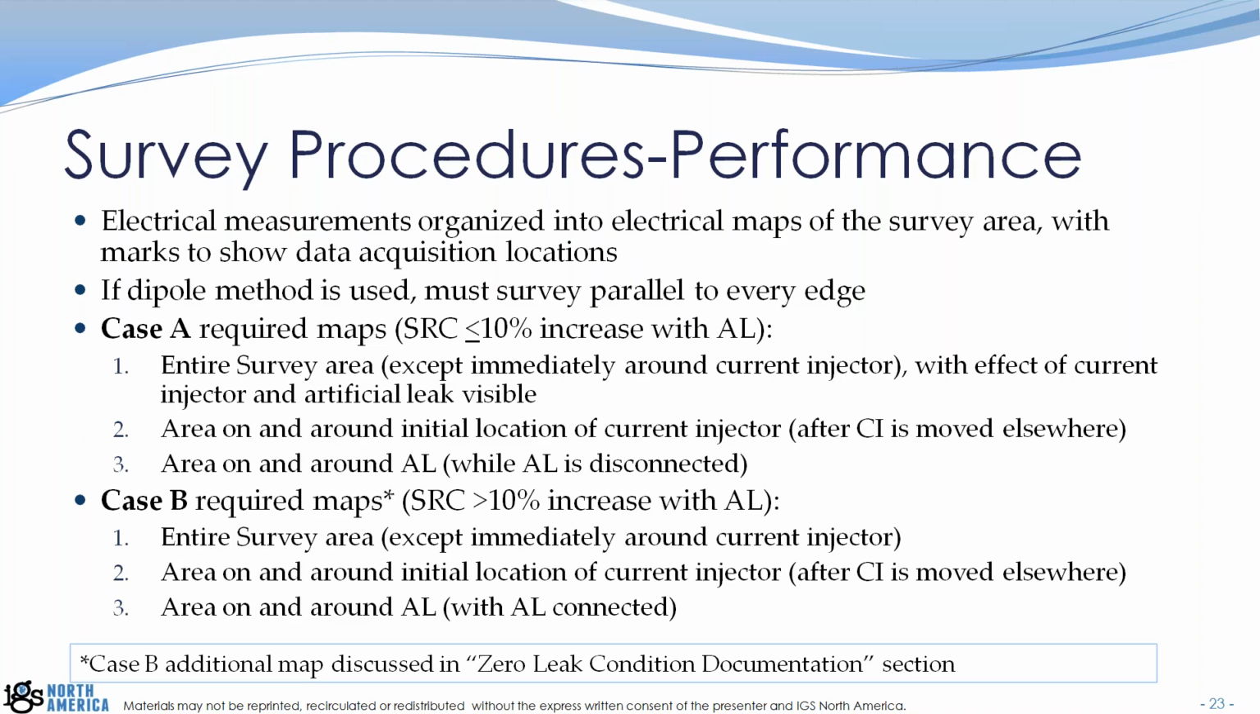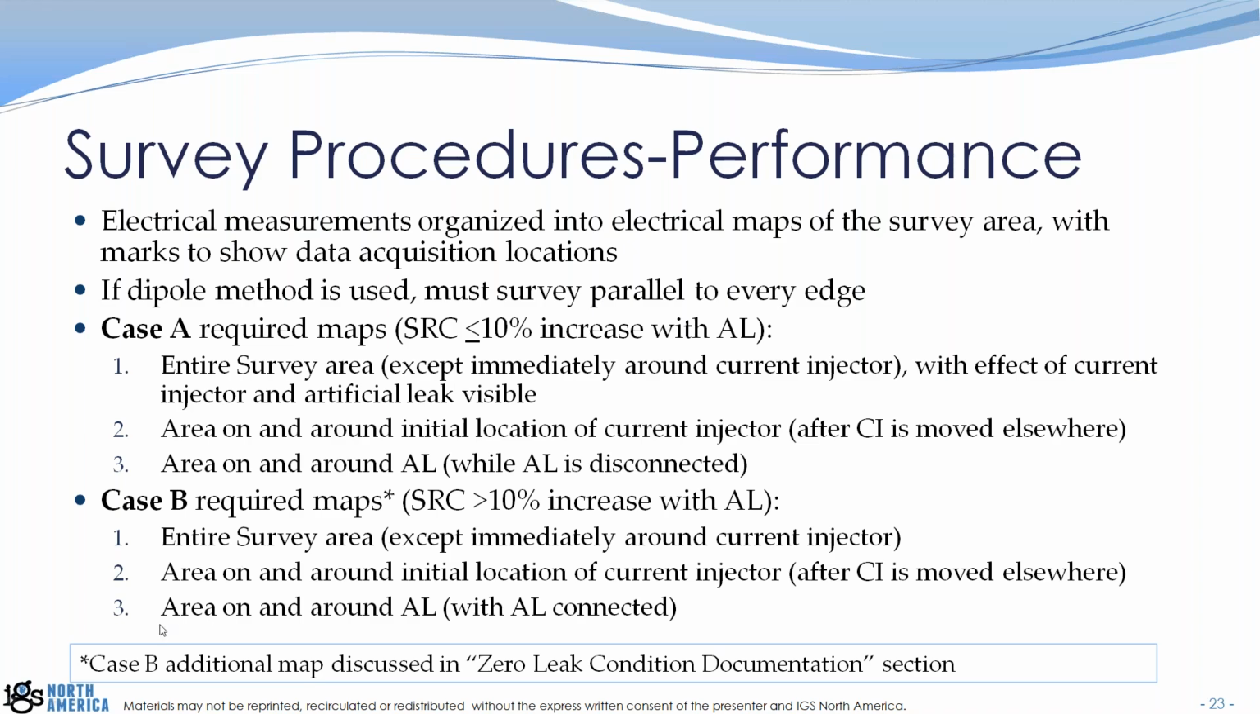You also need to unplug it and survey around it, make sure there's no leaks that happen to be by sheer chance in the vicinity of the artificial leak. So case B is where you do the entire survey area with the artificial leak unplugged. So again, you need to map the area around the original location of the current injector, because if a leak is too close to the current injector, you won't see it. It'll go right to that leak, and it'll be very, very hard to see.